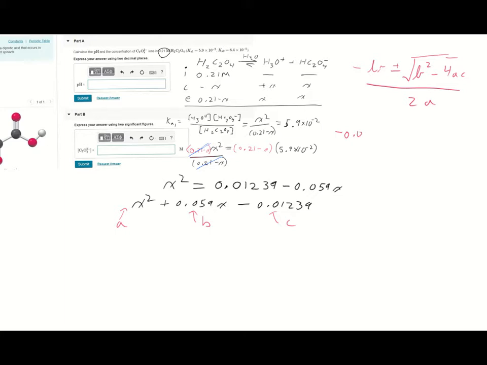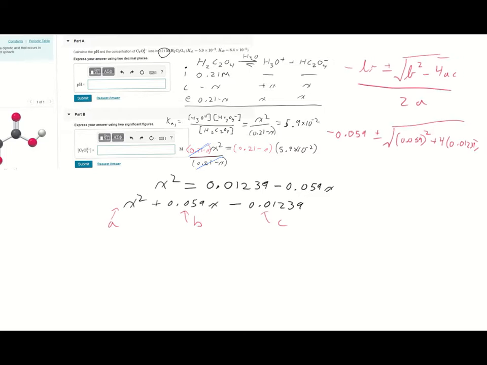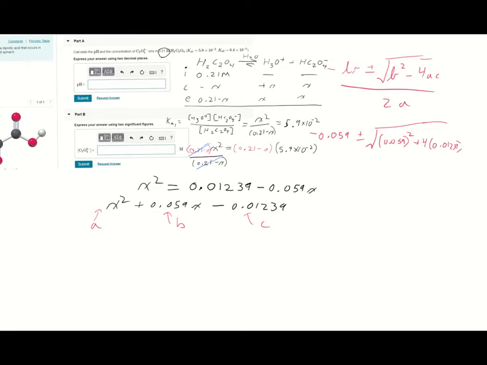So a is 1, and we have negative 0.059 plus or minus the square root of 0.059 squared plus 4 times 0.01239. And yes, I know that I have a negative in the formula, but I've got a negative c, right? So a negative times a negative is a positive. And you really can't read that when I ran out of screen there. All of it is divided by 2.